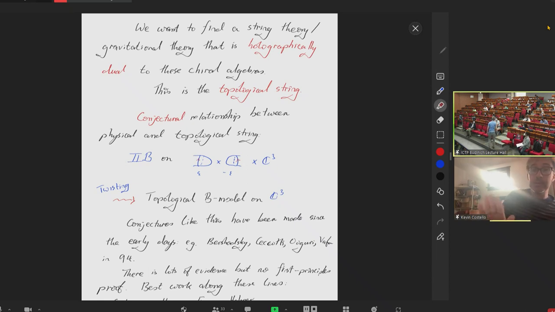So in the twisted setup, what we're going to find is that the topological string will capture the holographic dual, will capture these chiral algebras at large N. And what I'm hoping to do is, you know, there's some really fun computations you can do with these chiral algebras from which you can see aspects of the geometry emerging.